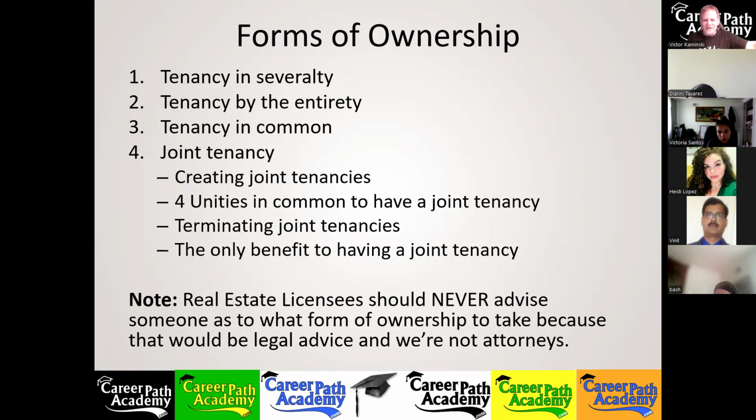None of the above, because the way they worded the question is asking how you, the real estate licensee, should advise them to take ownership. And the real estate licensee should never advise people how to take ownership, because that constitutes legal advice, and we're not attorneys. We're not authorized to practice law. So that one's frustrating when they ask it that way.